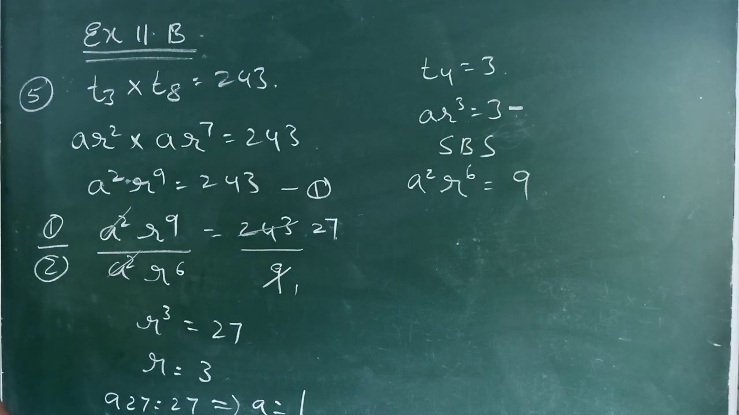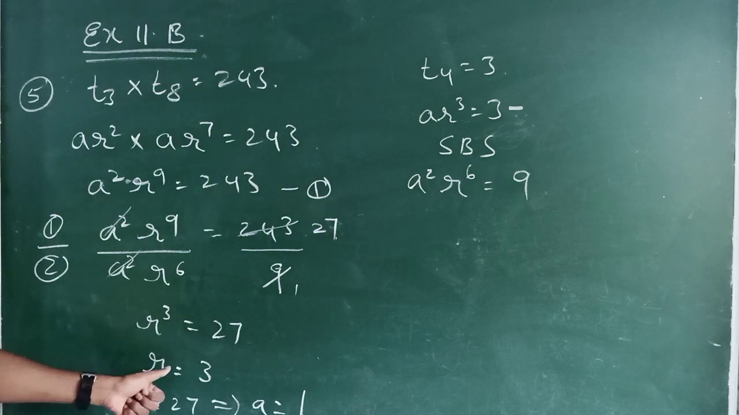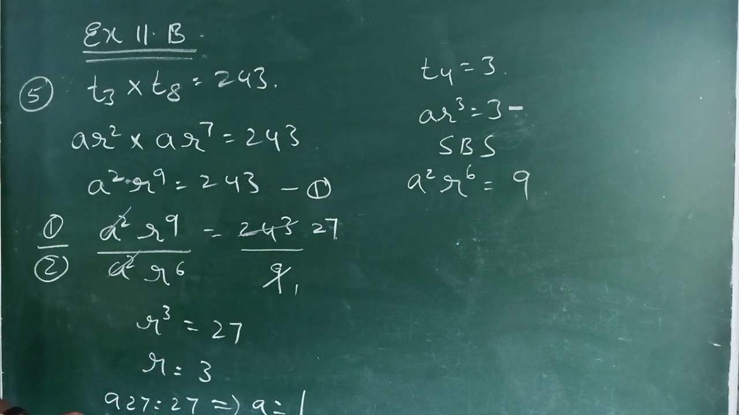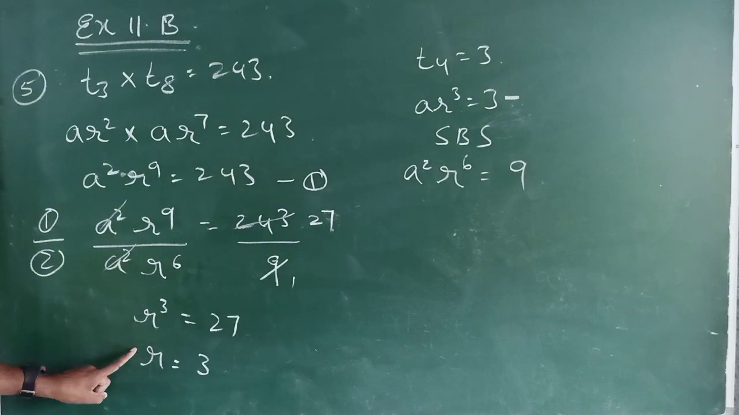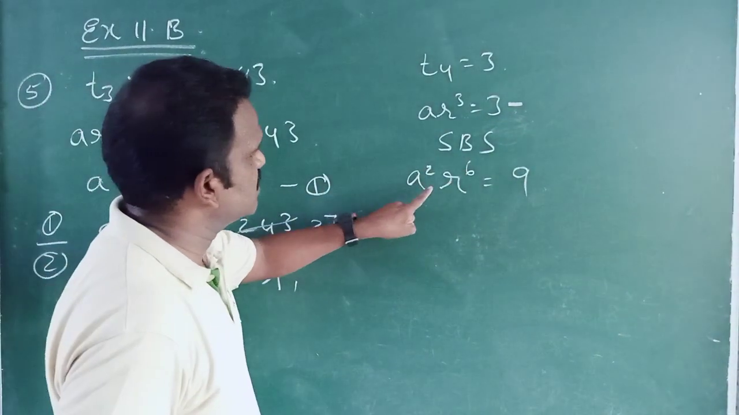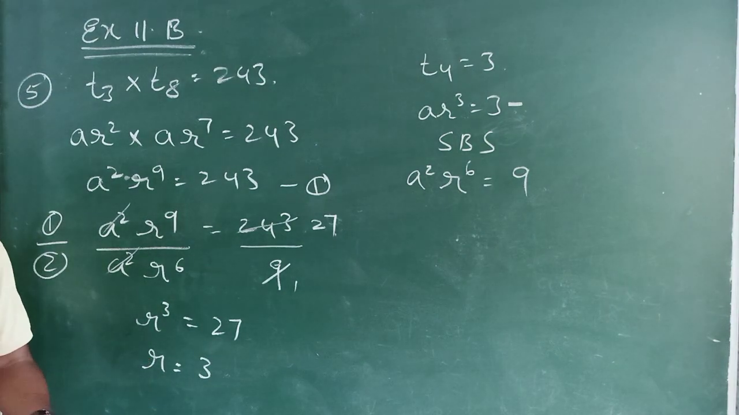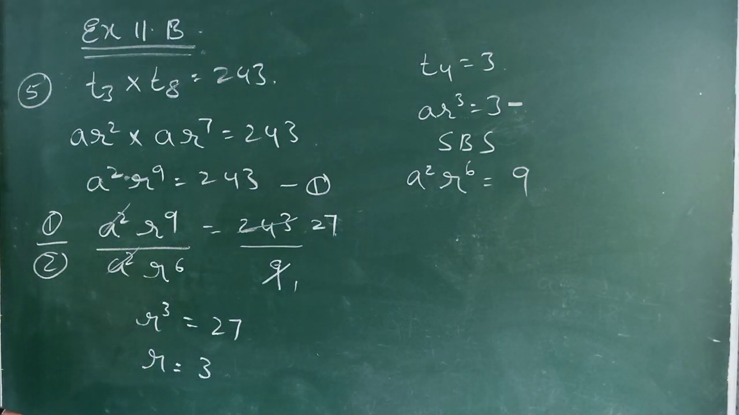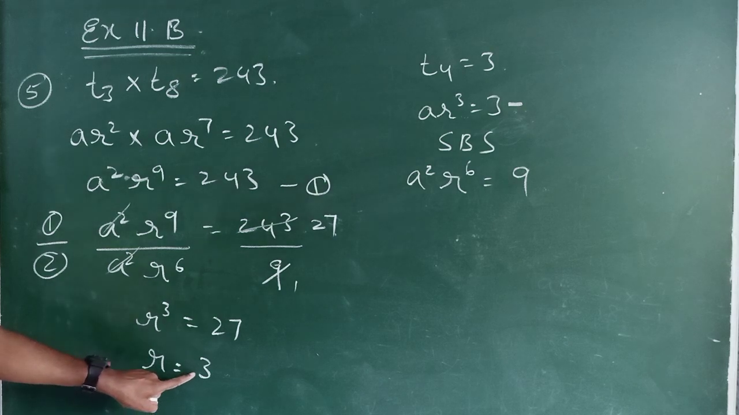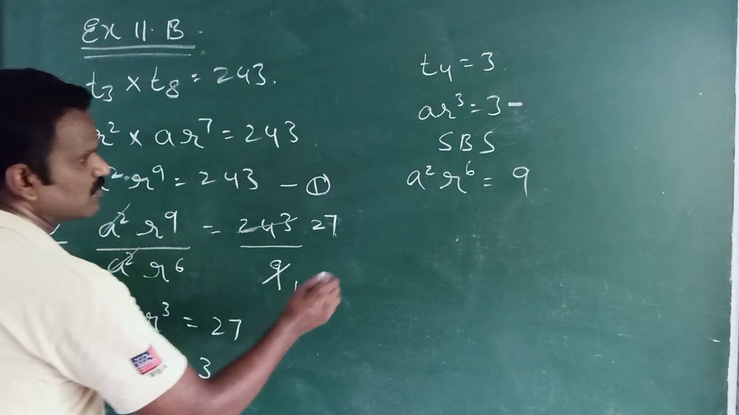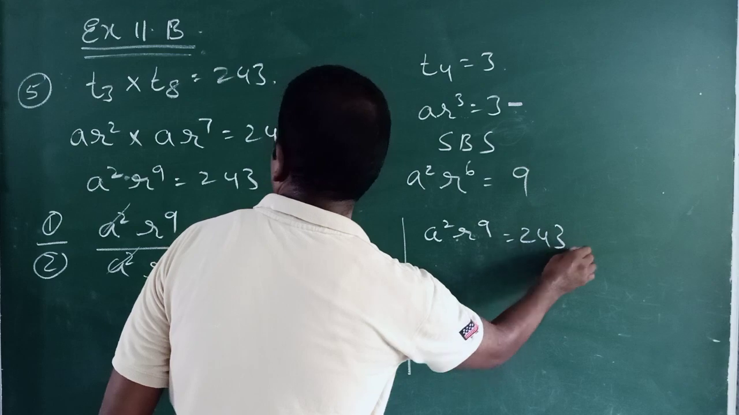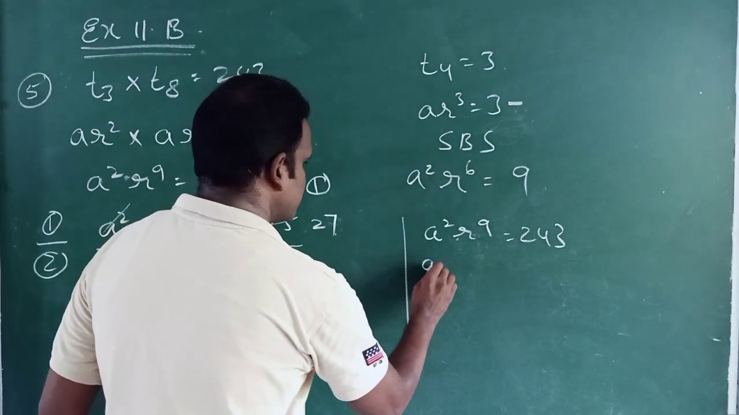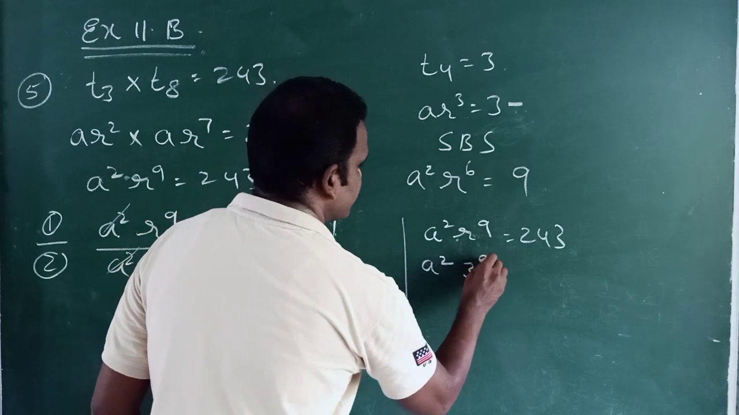See here, AR cube is equal to 3. Squaring on both sides, A square R to the power of 6. From this we got R is equal to 3. Then we have to find the A value. Put R is equal to 3 in the first equation. So if we put it, what do we get? A square R to the power of 9 is equal to 243. So A square into 3 to the power of 9 is equal to 243.